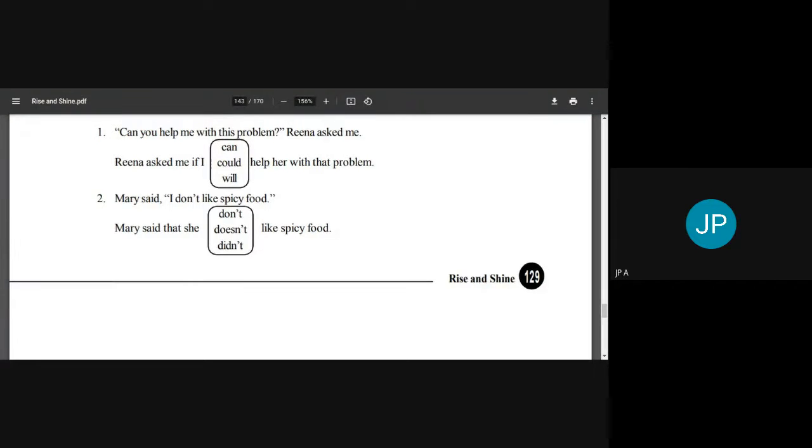What will happen to the tense? Can will become could. Very good, Geoffrey. That's right. Can will become could. Yes, Shima, Sri Lakshmi, that's right.